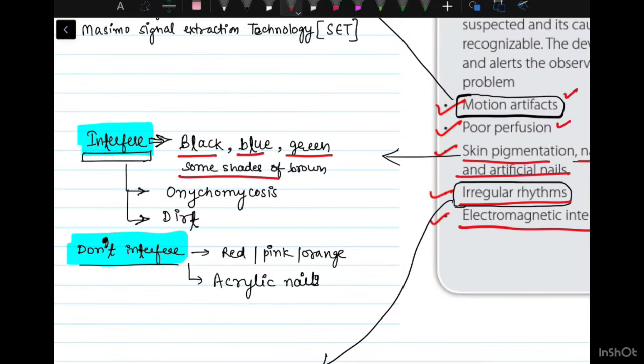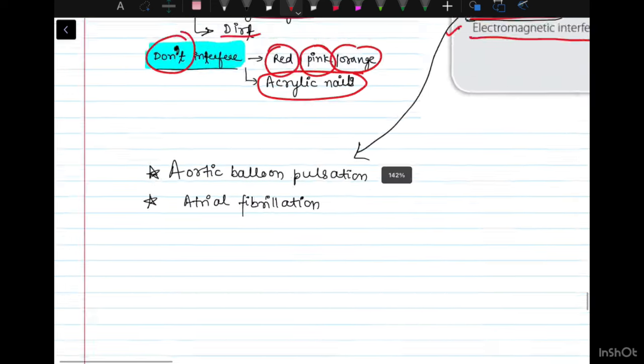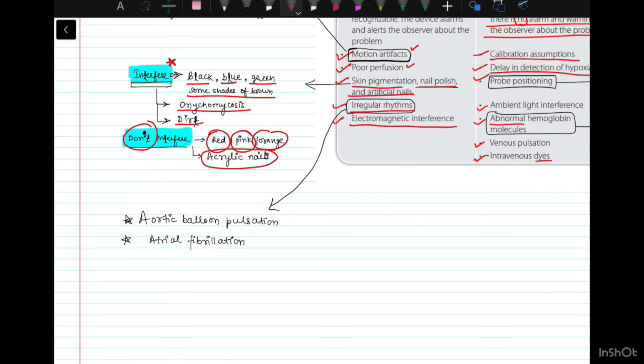Regarding skin pigmentation, black, blue and green and some shades of brown, onychomycosis or dirt are going to interfere. But red, pink, orange and acrylic nails don't interfere with the SpO2 reading. These colors are very important to know, which colors will interfere and which colors will not.